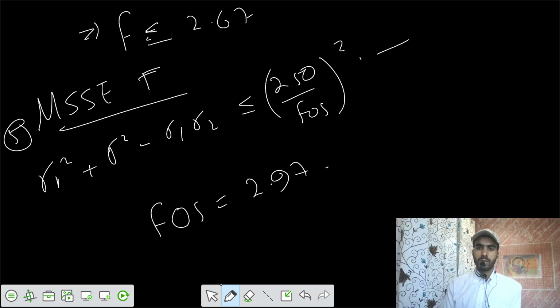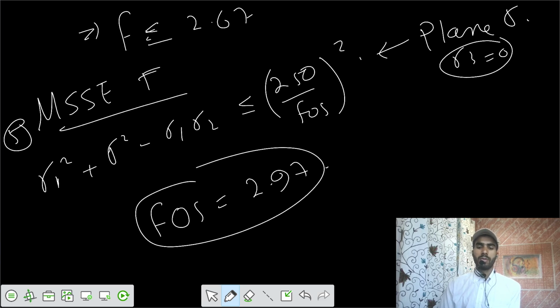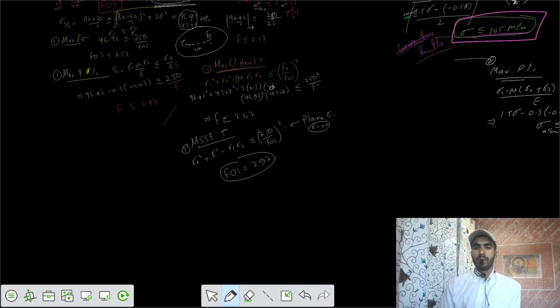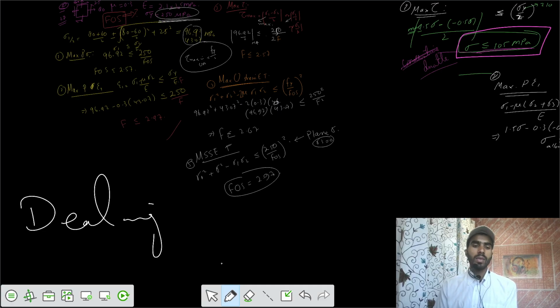So this problem was related to the plane stress condition, which means sigma 3 was 0. Then we got different values of factor of safety. This is the end of the stress transformation problems and the chapter itself. The next chapter would be dealing with bending stresses.